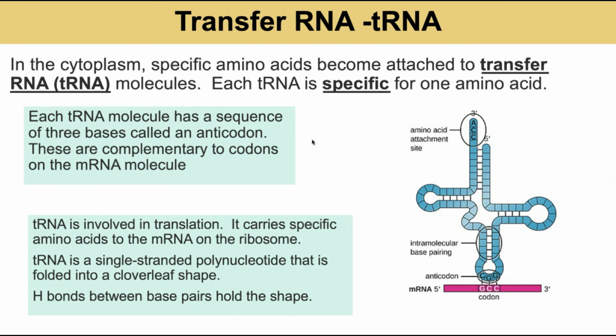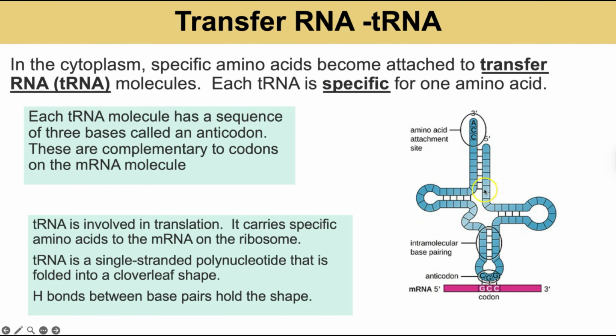Each tRNA is specific for one amino acid. Each tRNA molecule has an anticodon, which is these 3 bases here, which are complementary to the bases in a particular codon. You also have an amino acid binding site at the top, which is where a specific amino acid will bind, and that's how tRNA can bring a particular amino acid. This is involved in translation. It brings the amino acids to the mRNA on the ribosome.